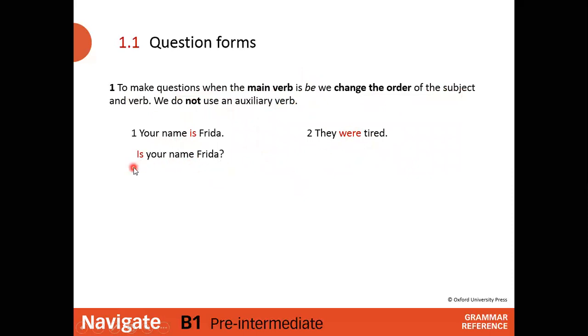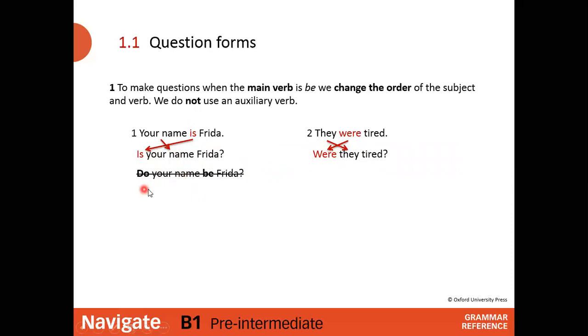So question, is your name Frida? So is before the subject. Your name is the subject. Is before it. Next, were they tired? Here you can see were before they. So you don't use an auxiliary verb here because you use the verb to be to make a question. You just put it before the subject. I hope it's clear. Next.